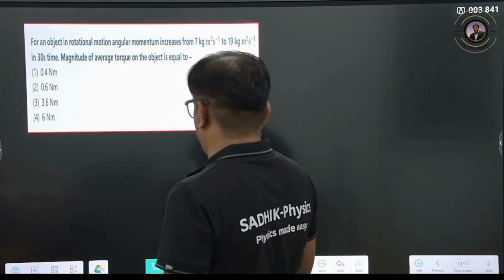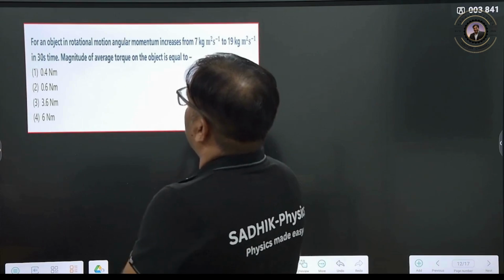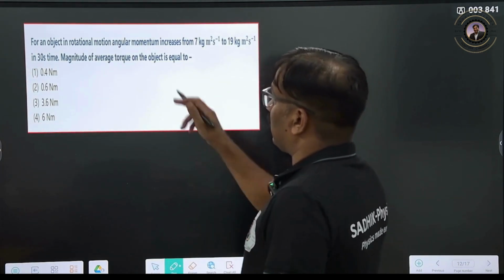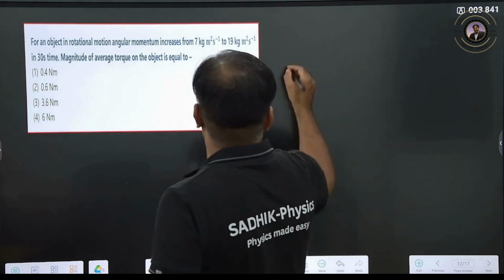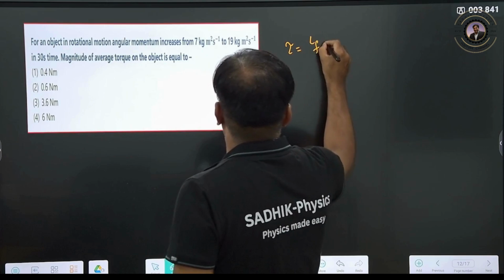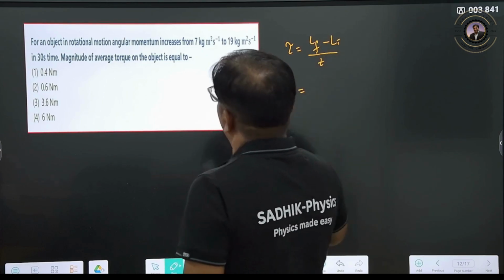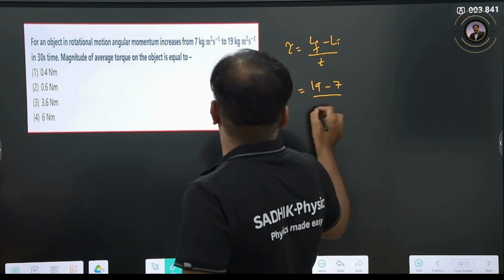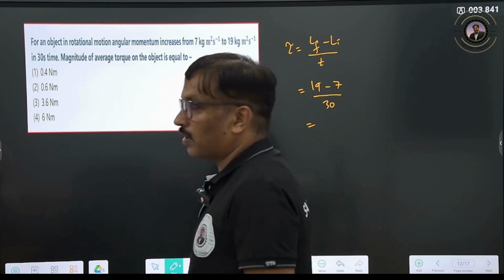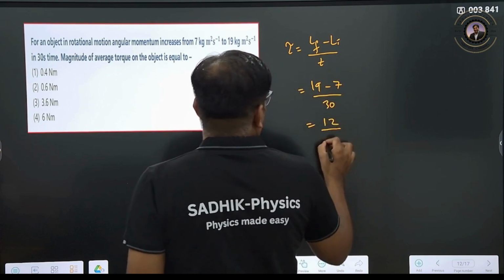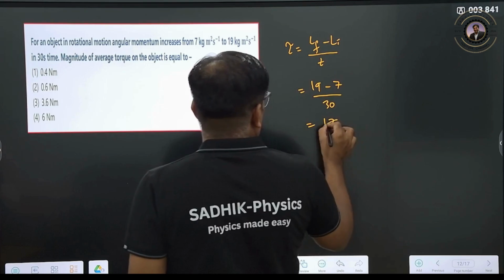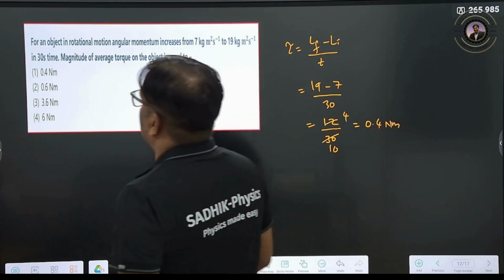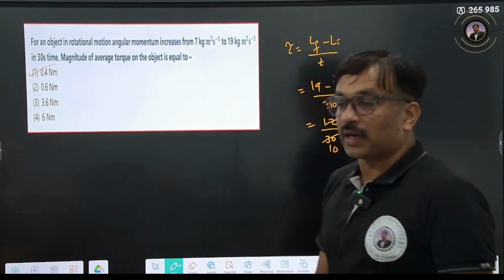Now, here it is given that for an object in rotational motion, angular momentum is increased from this value to this value in 30 minutes. So average torque is equal to final angular momentum minus initial angular momentum, by time. Final angular momentum is 19 minus 7, that is 12 divided by 30. That is nothing but 0.4 Newton meter. So 0.4 Newton meter will be your correct answer. Clear?